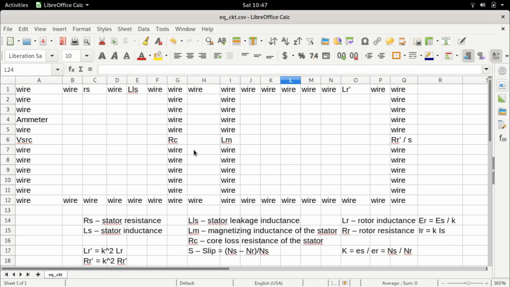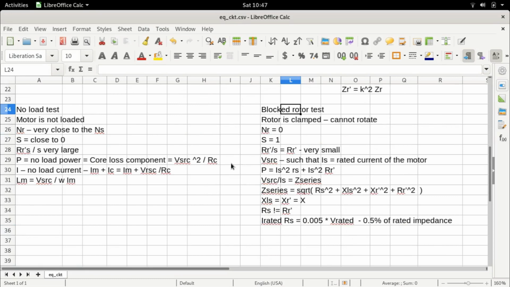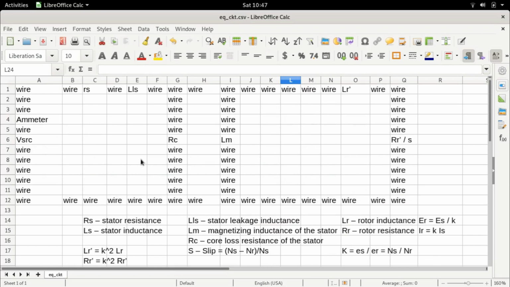Right? Now, in this simulation series, quite obviously, I cannot perform a no load test and a block rotor test. So I'm going to assume some values for all these, right? Fairly reasonable values. And I'm going to use these values in the simulation model. All right. So with this, I'm going to end this lecture.